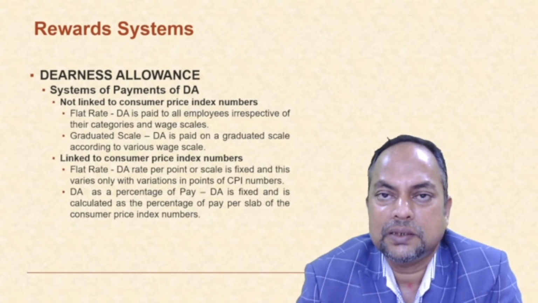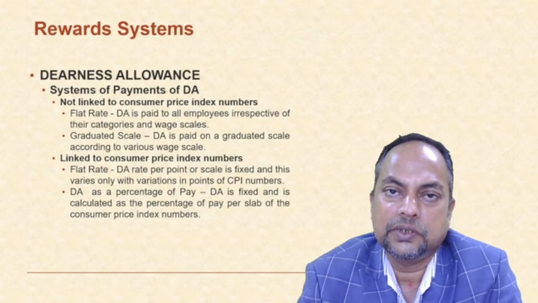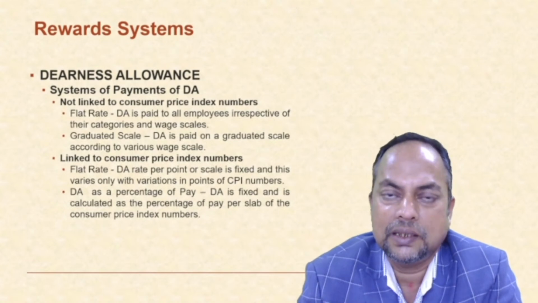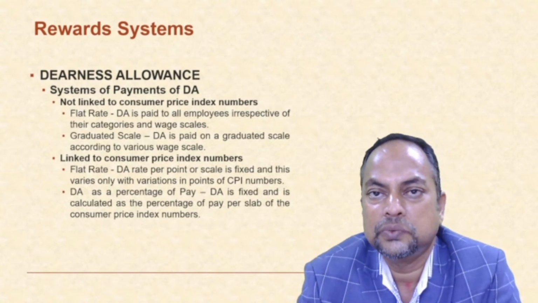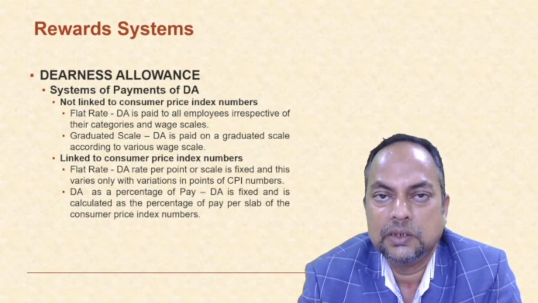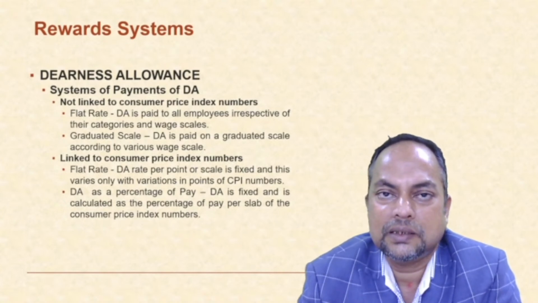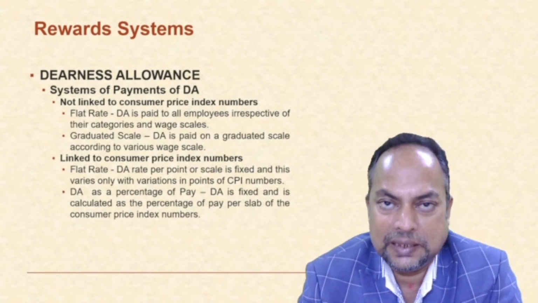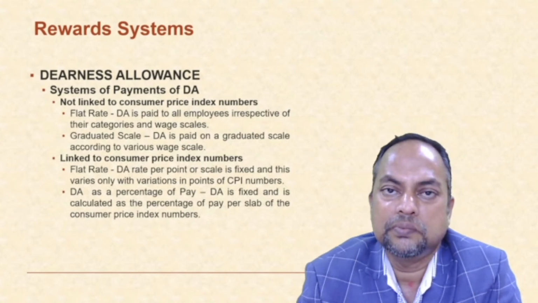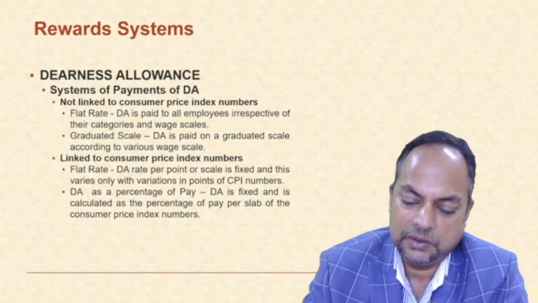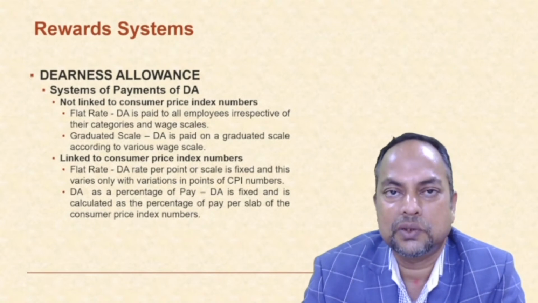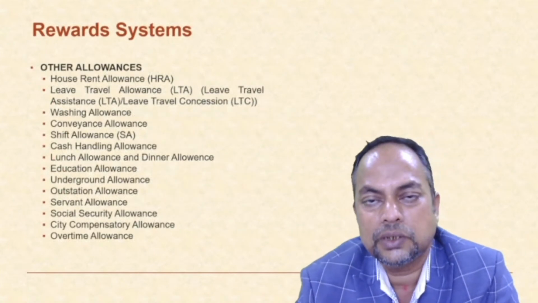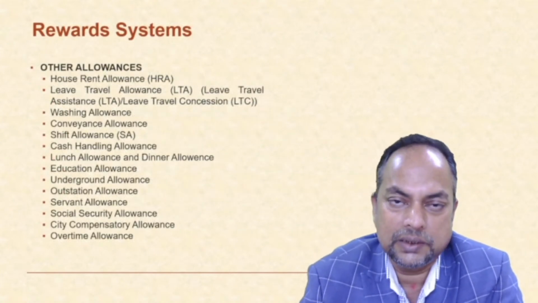So what we need to understand is that for the calculation of this DA, the entire thing is completely based on the consumer price index, and any variations in the consumer price index will lead to a revision of the DA percent. Normally, as per standardized practice, this DA is revised in six months' time and is added to the basic pay until the basic pay is revised by the pay commissions or the wage boards, as we have already discussed. So this is how dearness allowance is administered in the organization itself.